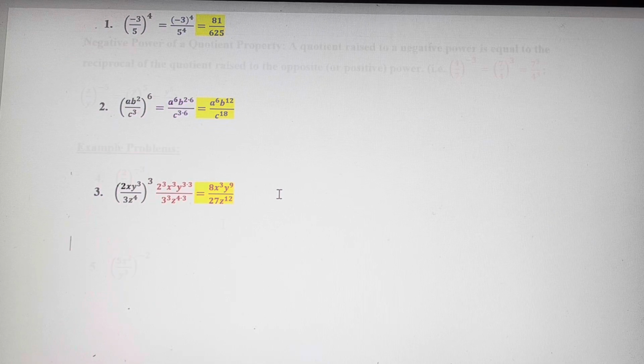So my numerator is going to be 8x cubed, and then y to the 9th. My denominator, 3 cubed, is 27, so 27z to the 12th, okay? Can't be simplified, so that's my answer, all right? So let's flip over to the back page and finish this up.